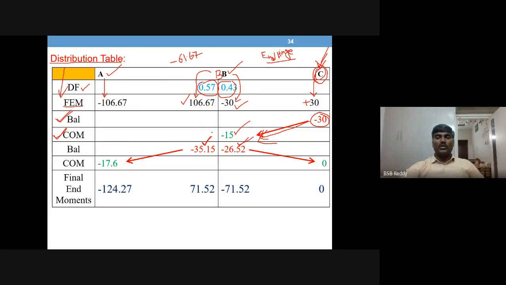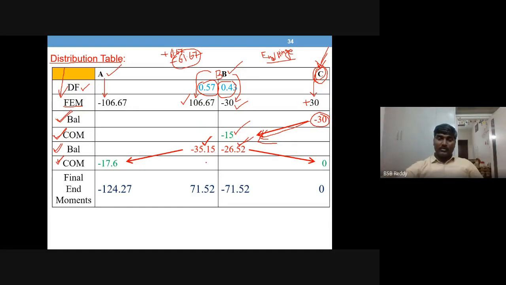Because if you take the total value, it is coming plus 61.67. So 61.67 is remaining there, but you have to make it zero. So you add this minus value, right? Once you add minus values, what do you do next? So balancing is done. Next, go for carryover. So for B, what is the far end? A is a far end, C is a far end.